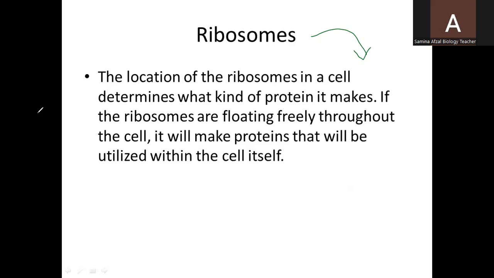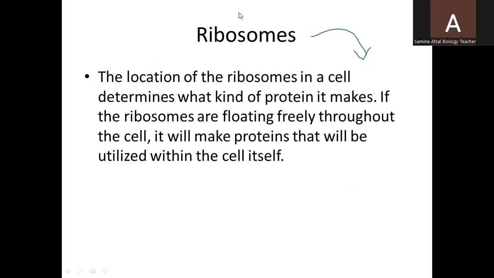If the ribosomes are floating freely throughout the cell, they make proteins that will be utilized within the cell itself, because they are moving throughout the cell. So the whole cell can get the type of protein it needs. It is formed by those ribosomes which are freely available inside the cytoplasm, and the cell determines which type of protein is needed.